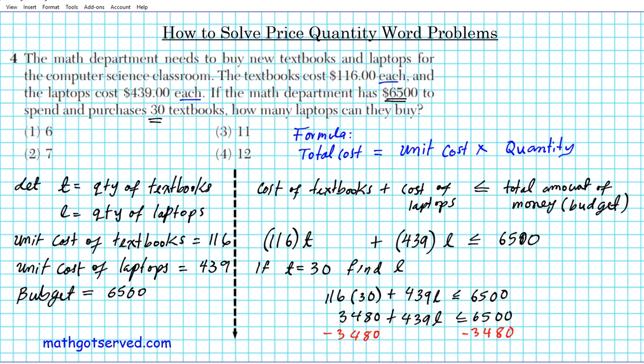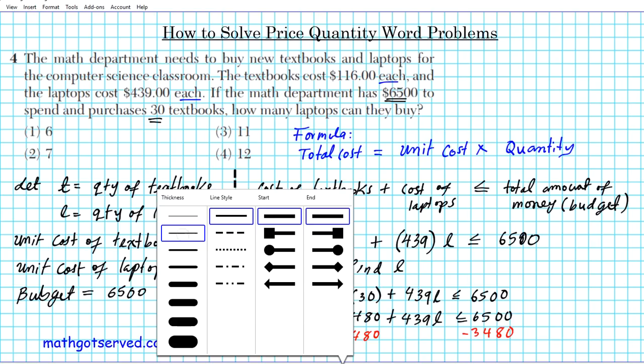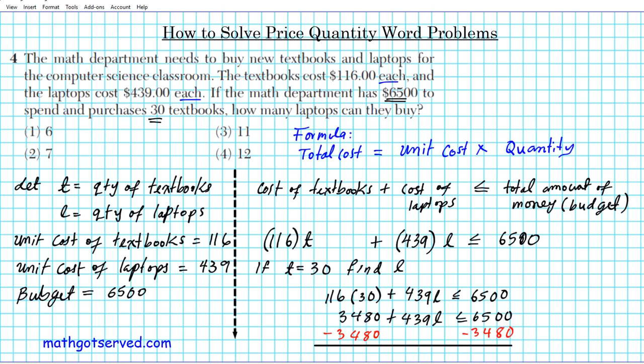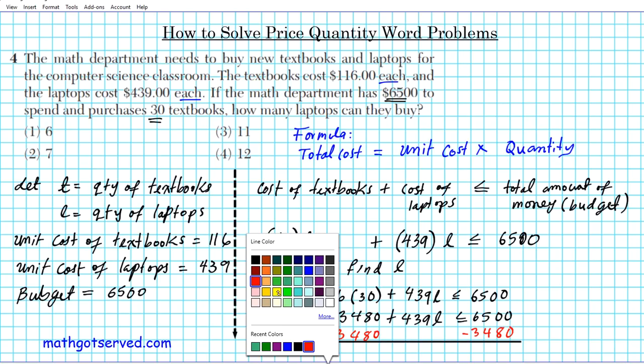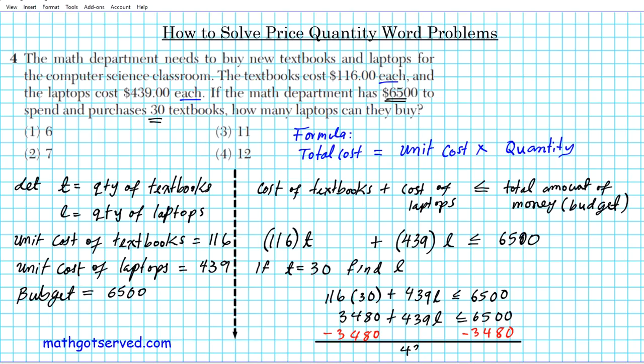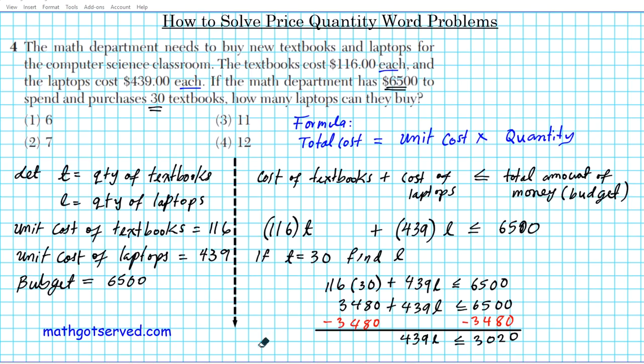We're solving an algebraic inequality right now, and then dividing by the coefficient of L. So subtract that out, and that gives us 439L is less than or equal to, you can subtract that with your calculator, you end up with 3020. And then to get L by itself, you simply divide both sides by 439. All right, so let's do it.